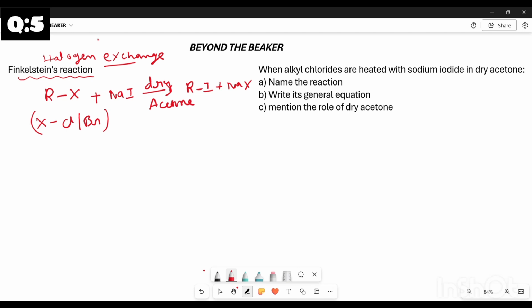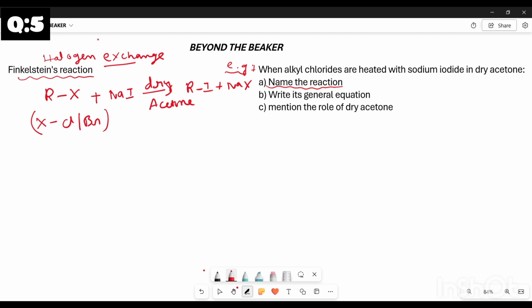This reaction is called the Finkelstein reaction. When a chloroalkane or bromoalkane is heated with sodium iodide in the presence of dry acetone, it gives an alkyl iodide. I will give one example for the Finkelstein reaction. See the question: when alkyl chlorides are heated with sodium iodide in dry acetone, name the reaction. I will answer this question, and this will be the example.